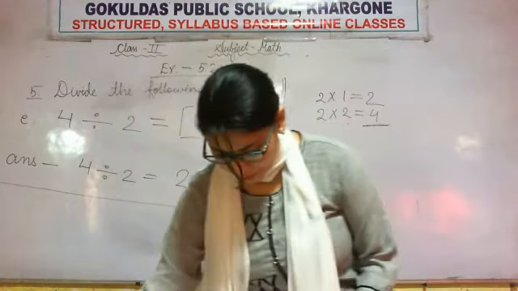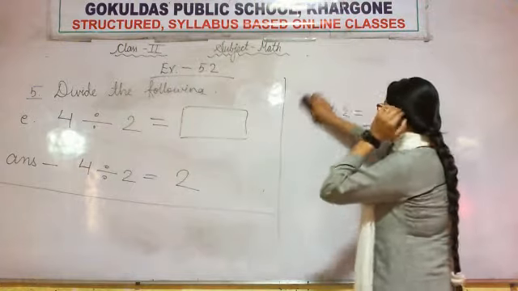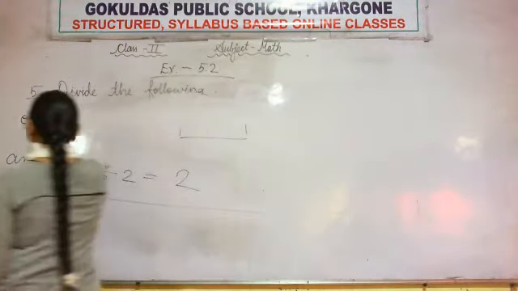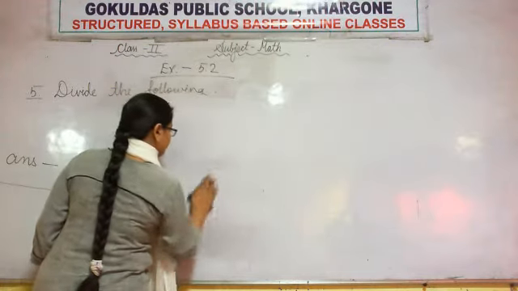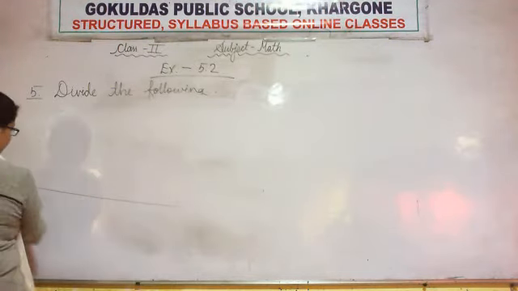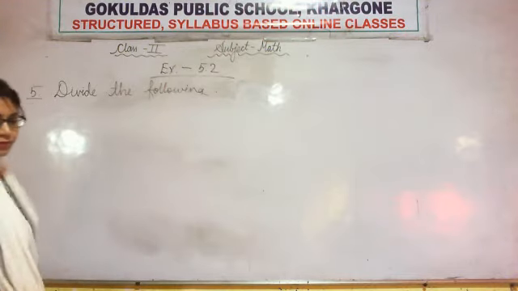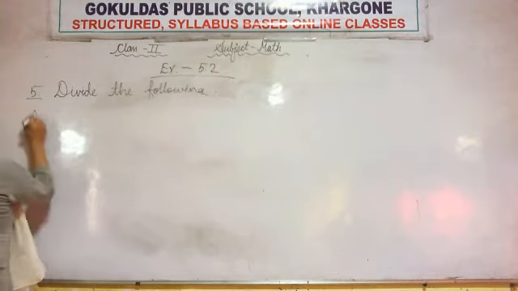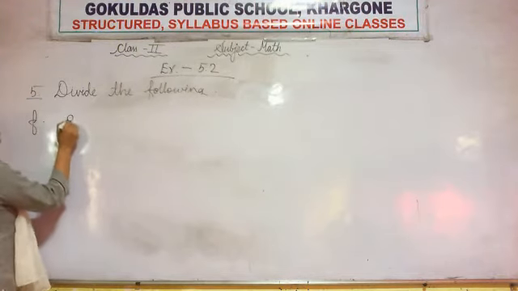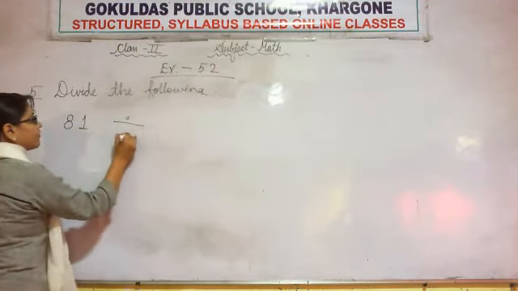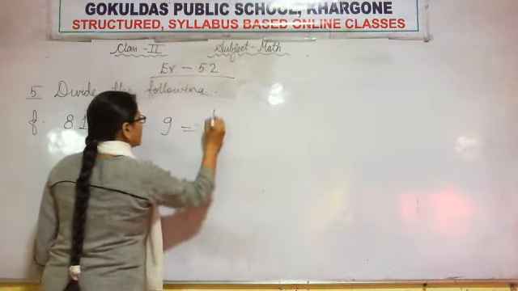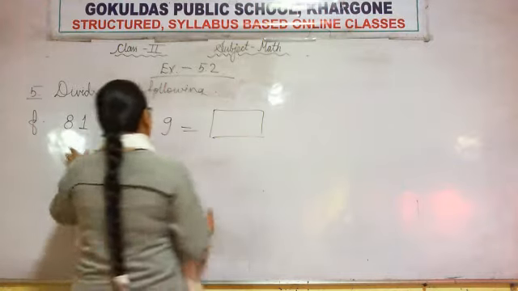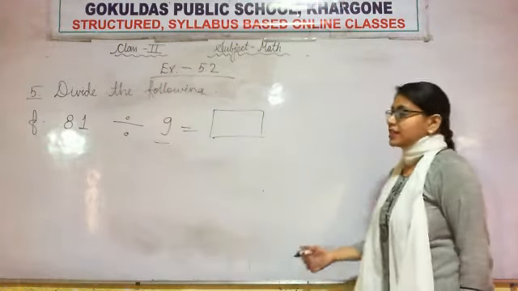Now, the next question, that is question F. Question F is 81 divided by 9. 81 divided by 9 is equal to blank. Now we need to fill this box. For solving this, we need the table of 9. So let's see the table of 9.